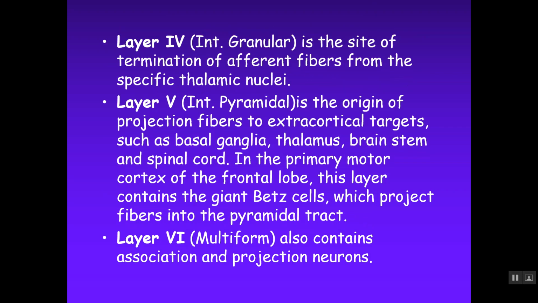And then layer 6 is called multiform. It also contains association and projection neurons. It's harder to define, it's a mix. It's kind of multiform. It has a variety of cells mixed down there in layer number 6.